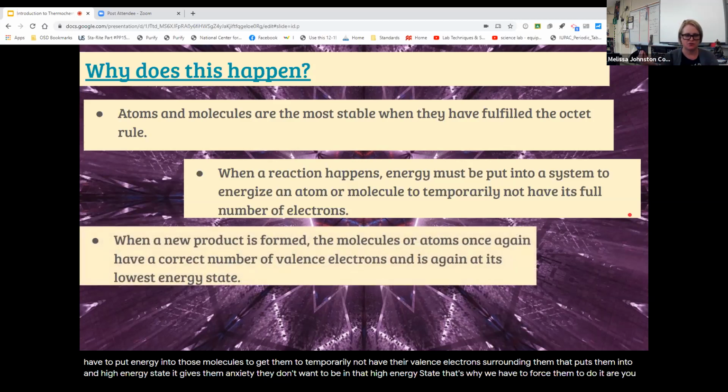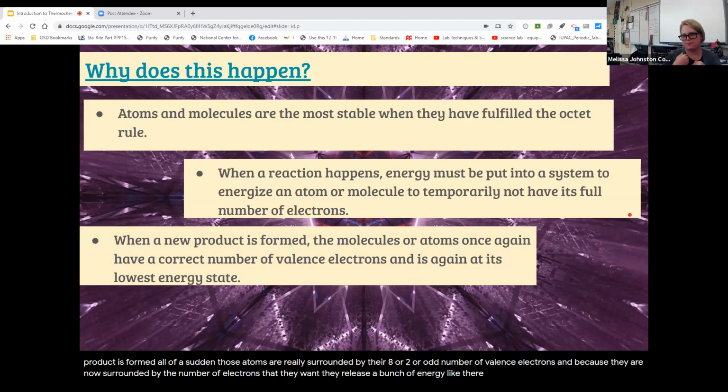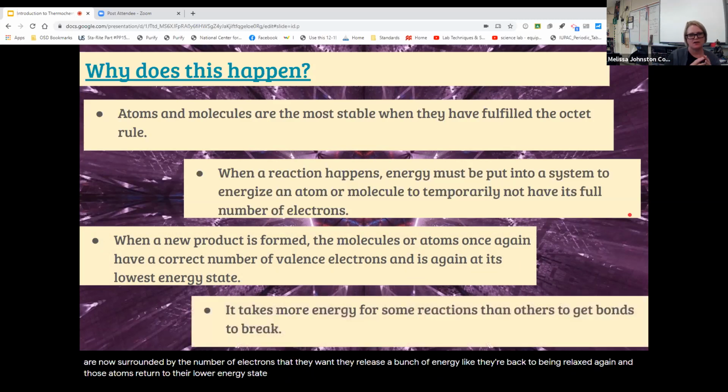But when a new product is formed, all of a sudden those atoms are surrounded by their 8 or 2 or odd number of valence electrons. And because they are now surrounded by the number of electrons that they want, they release a bunch of energy, like they're back to being relaxed again. And those atoms return to their lower energy state. Some reactions take more energy than others to get those bonds to break. And we'll talk more about that when we're talking about endothermic versus exothermic processes.